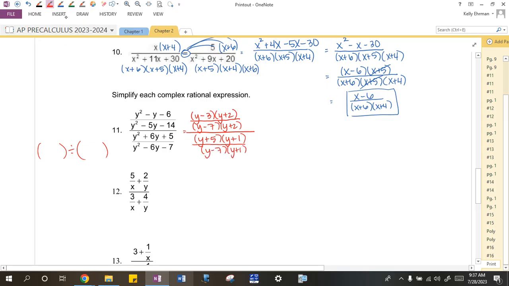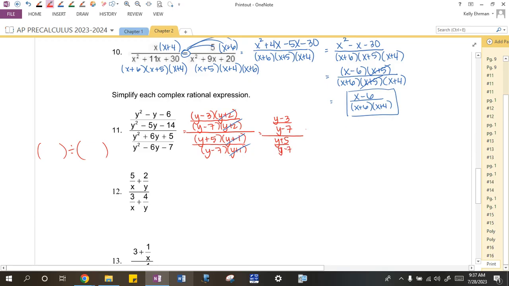Okay, now this one's pretty nice off the bat because before you do any sort of LCD, notice that y plus 2's cancel, y plus 1's cancel. So now it's y minus 3 over y minus 7, over y plus 5, over y minus 7.